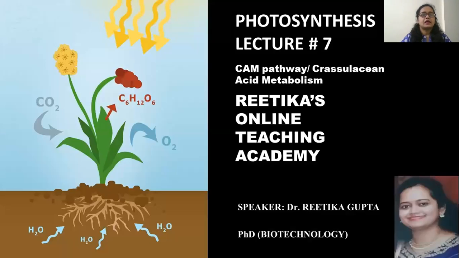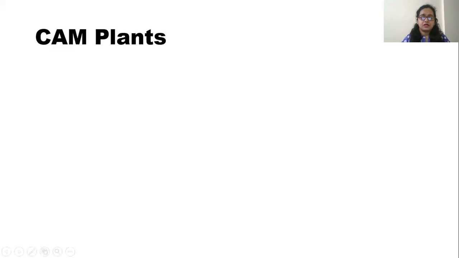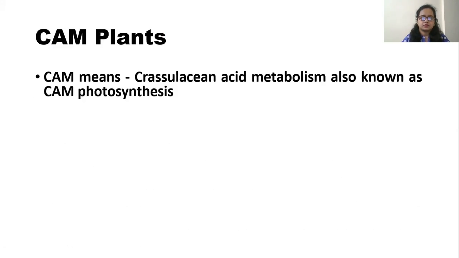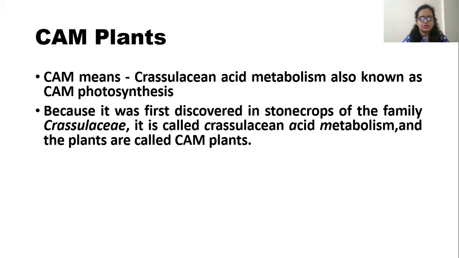Okay. So the CAM pathway is also known as crassulacean acid metabolism. The photosynthesis in these plants is also known as CAM photosynthesis. And as I said, its full form is crassulacean acid metabolism. Why is it called crassulacean? Because these plants are generally stone crops which belong to the family Crassulaceae. Hence the name crassulacean acid metabolism and CAM photosynthesis.